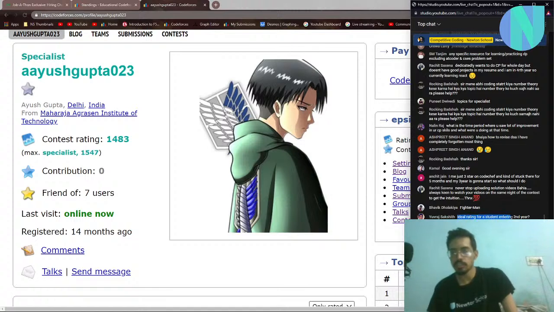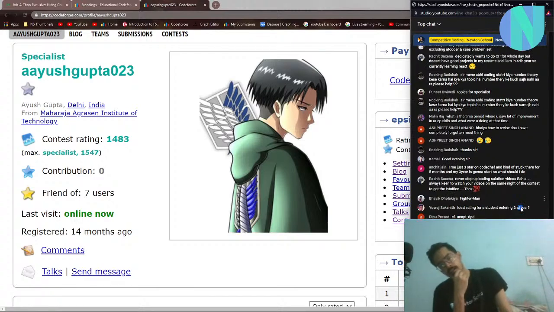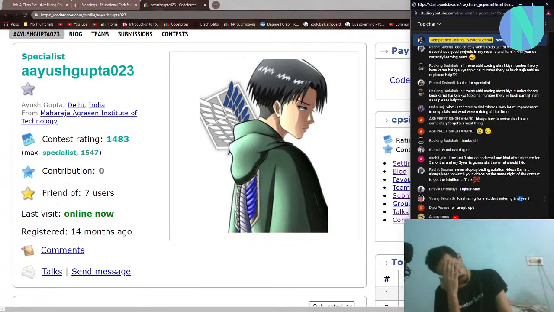Ideal rating for a student entering second year. When did you start coding? If you have been coding for 2 months, I would say pupil is very good, and if you have been doing it for 4 months, I would say specialist. If you have been doing it for 6 and over months, I would say expert is a very good rating.